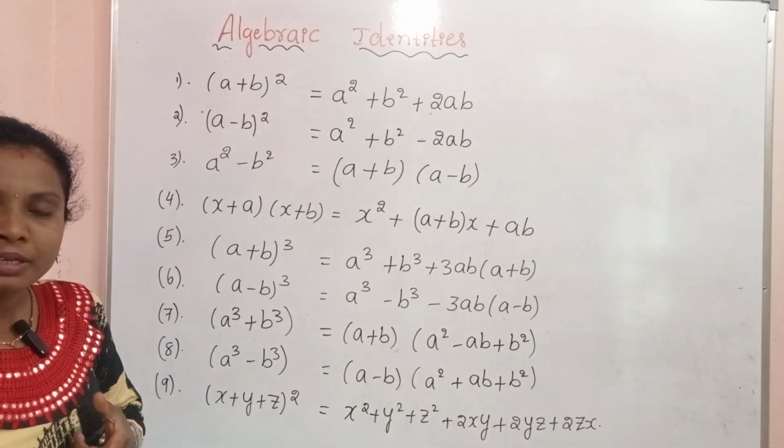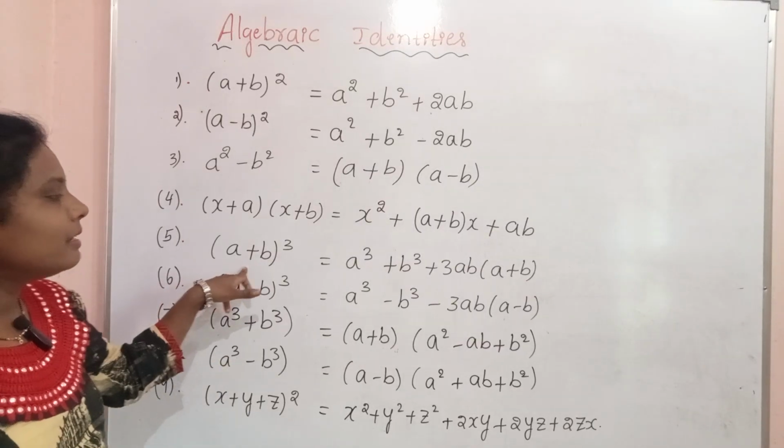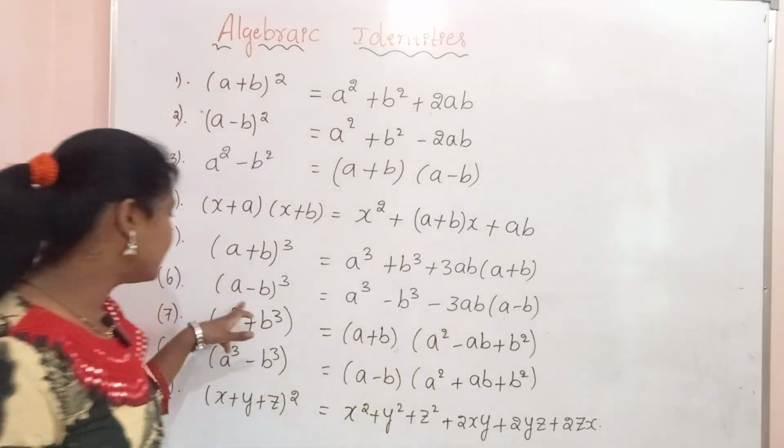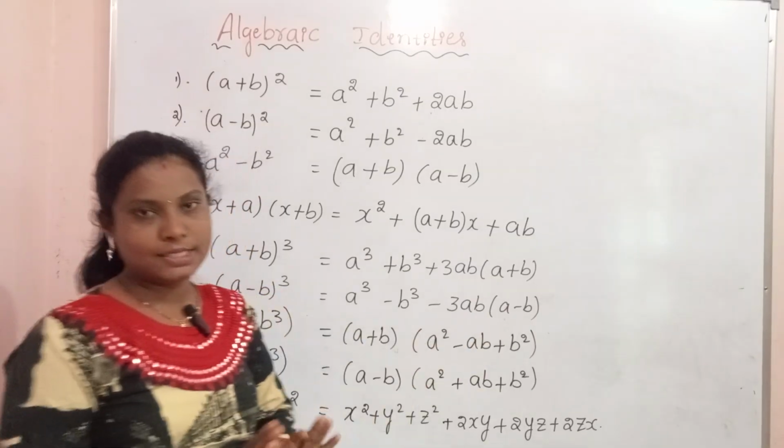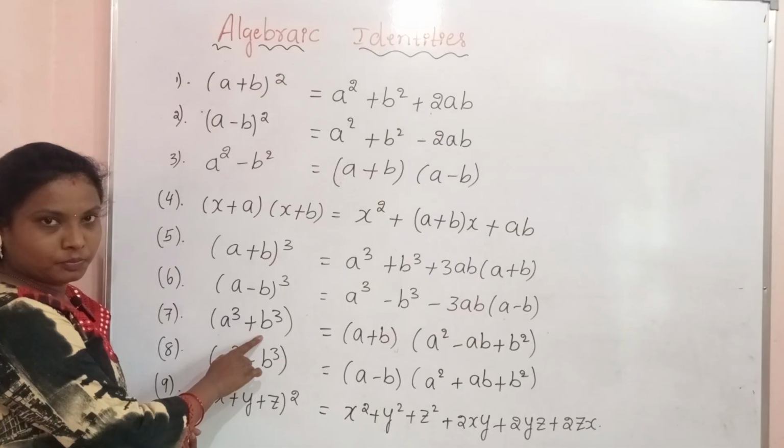So if you remember one thing, it is easy to write the other one. Plus comes, you will write a plus. Minus comes, you will write a minus. That's all. Next, a cube plus b cube.